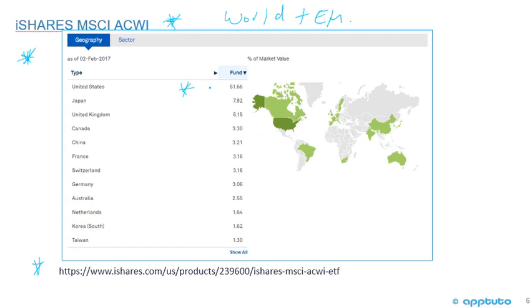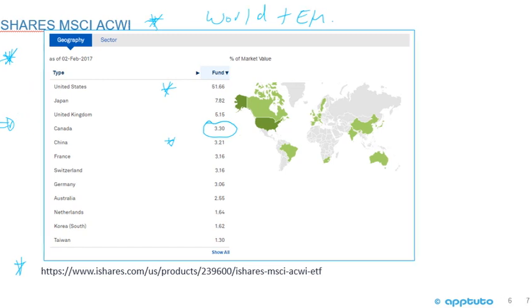And so you can see the United States makes up over 50% of that index, followed by Japan, UK. Canada is a small piece, or it's always been typically in and around 3%. You can see 3.3% there. And China is definitely growing in terms of its weighting. And so this is just a nice summary of looking at the All-Country World Index, looking at not only the countries, but also what their weightings are.